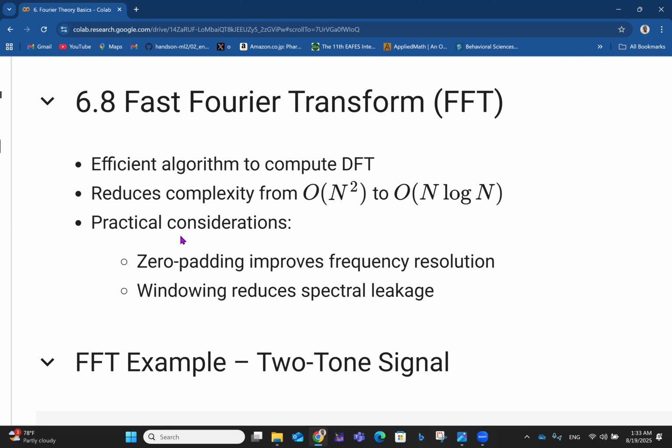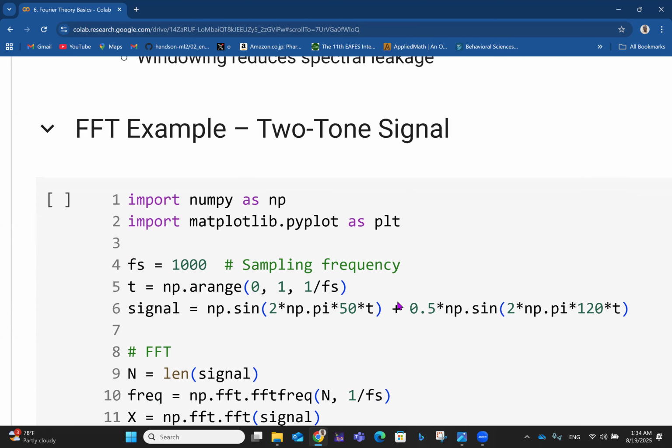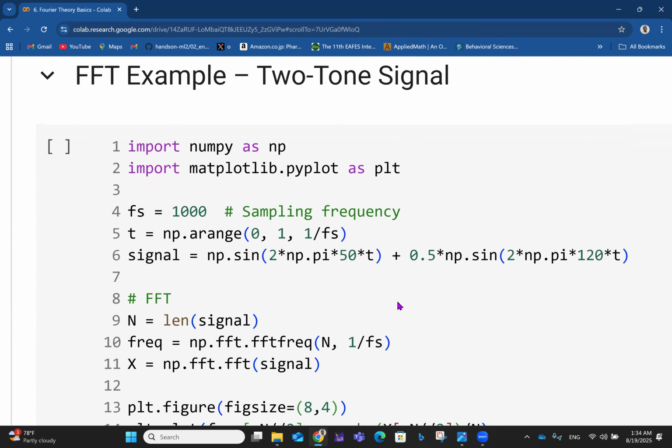n), right? So for practical considerations now, we have zero padding, which improves frequency resolution, and we have windowing, which reduces spectral leakage. I think in one of the previous videos, I talked about windowing and the different types of windowing, like Hanning, and all of that. So let's look at an FFT example for a two-tone signal, right?